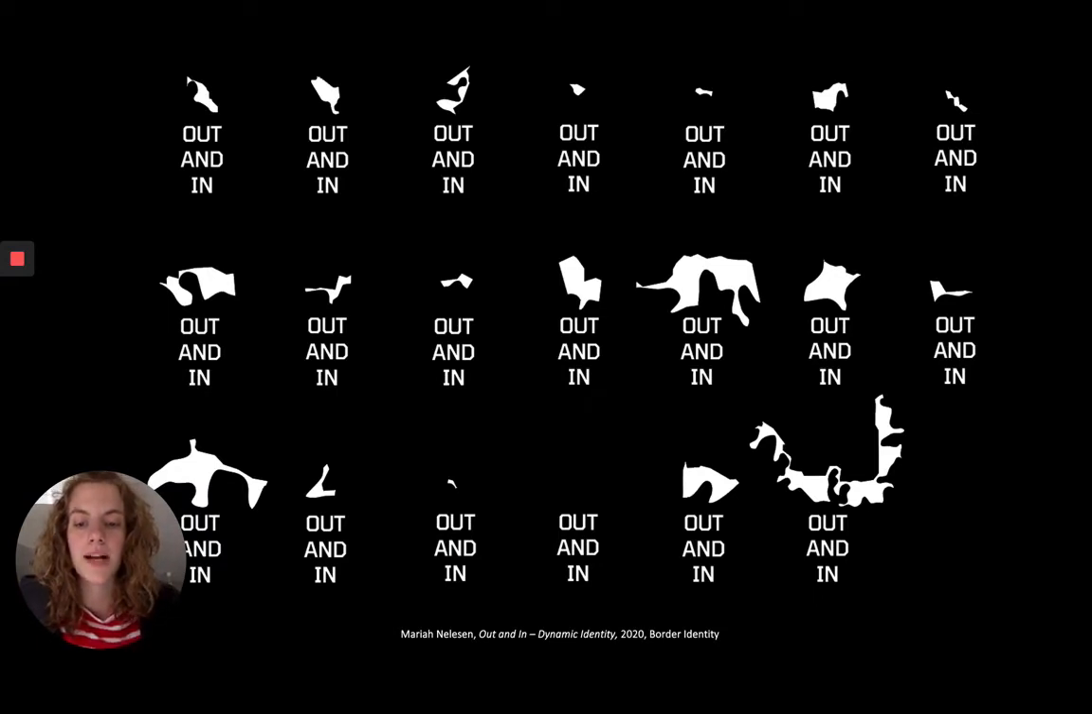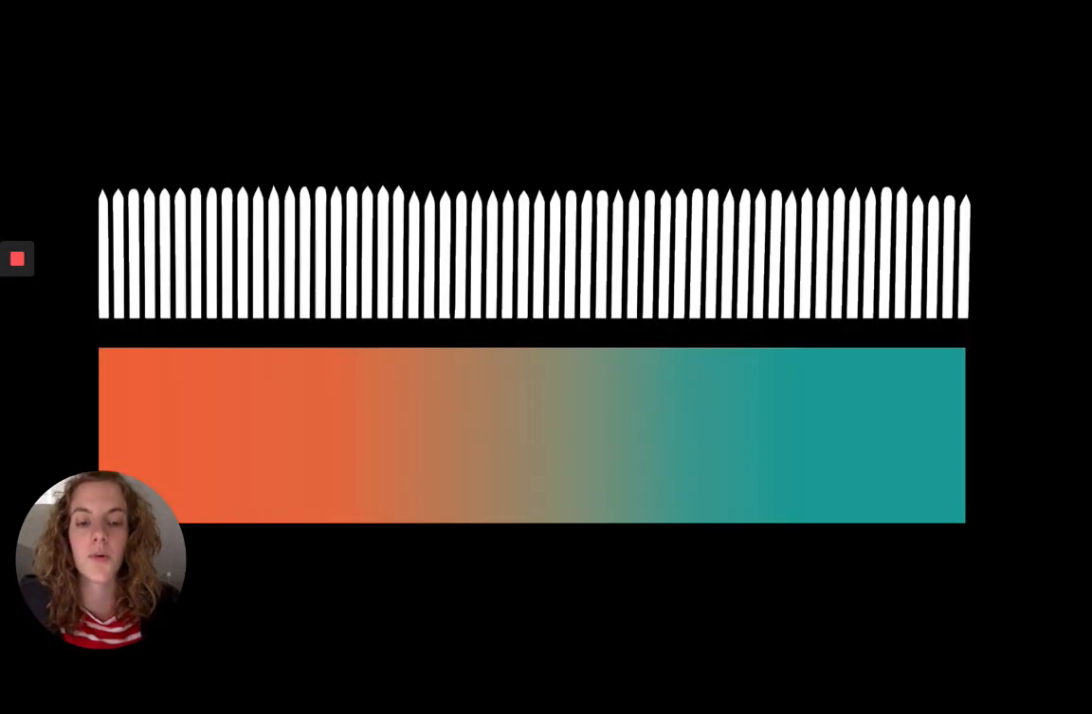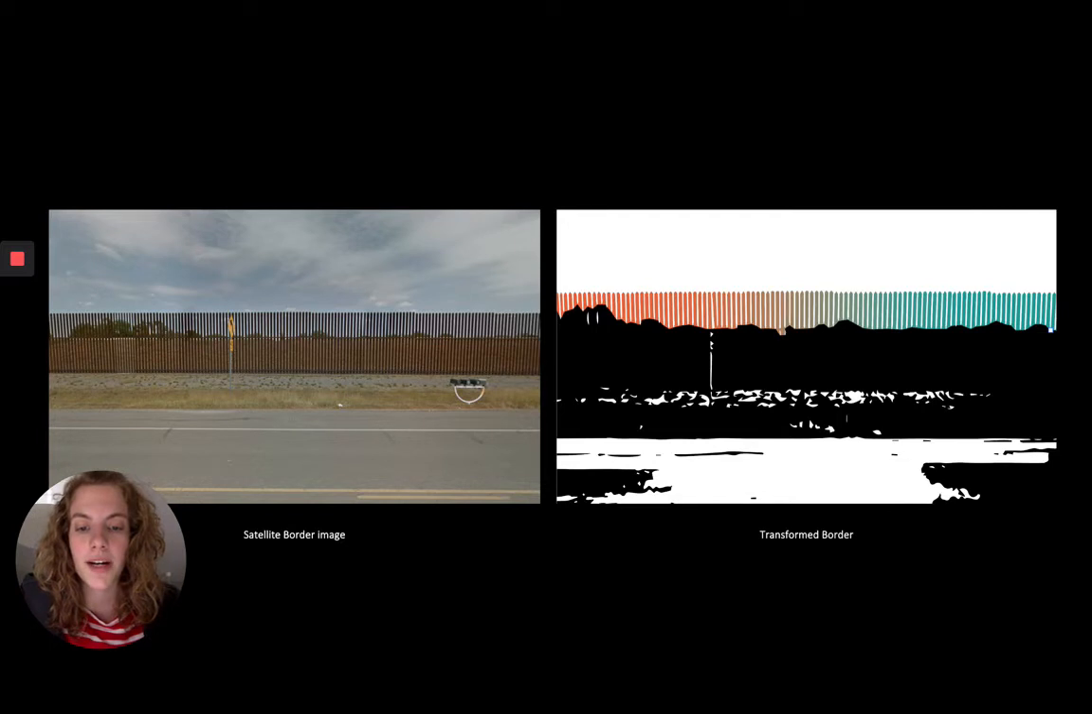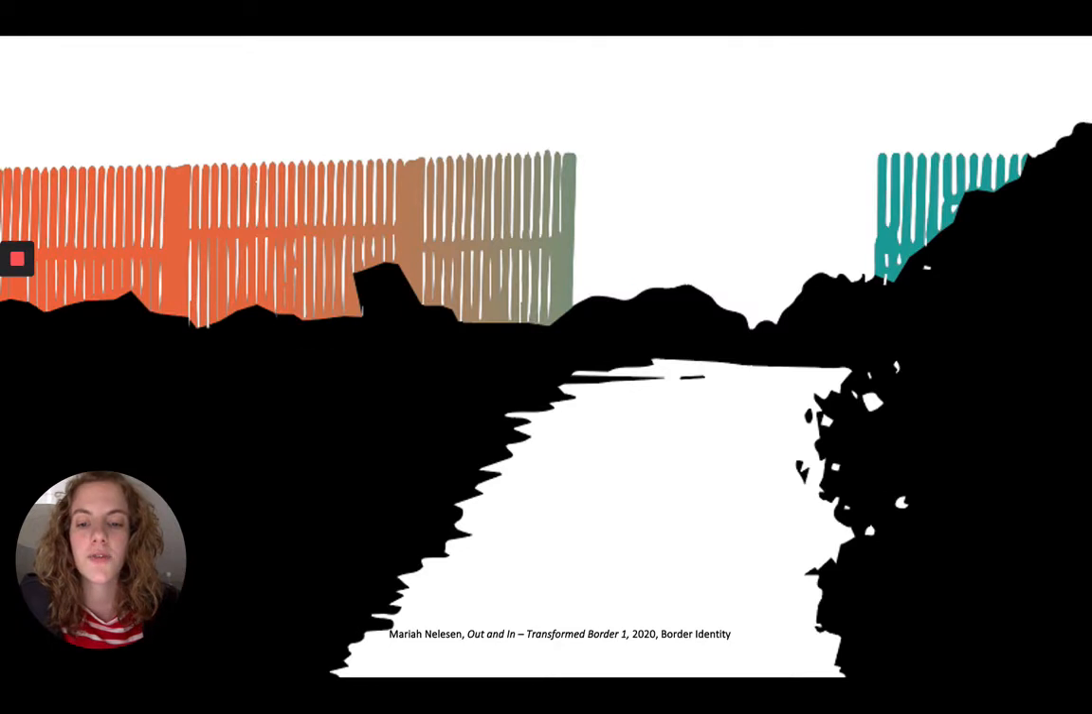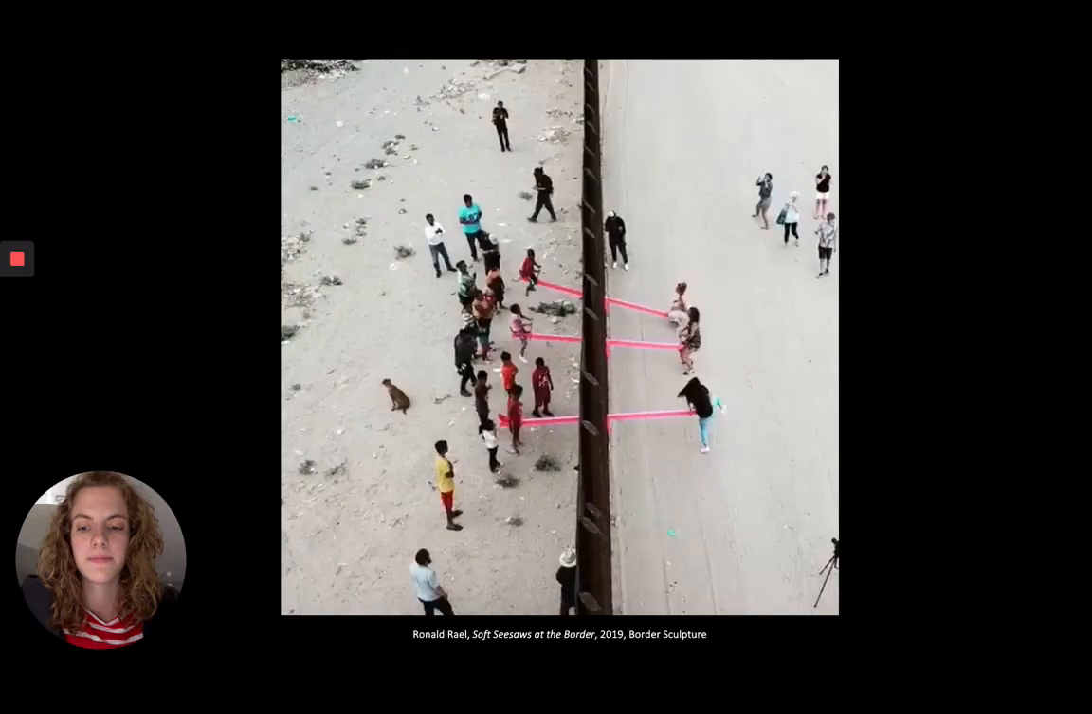For part 2 of my project, I transformed the physical border wall. This physicality of the border fence interested me in its repetition and pattern. I then took satellite images of the border and turned the physical fence into the gradient I had made. This transforms the border to be a connection point rather than a division point. Architect and designer Ronald Rael thinks about the border as a connection point as well. Through a seesaw sculptural installation at the border, he transformed this divisive space into a place of connection where people from both sides of the border could interact in a unique way.